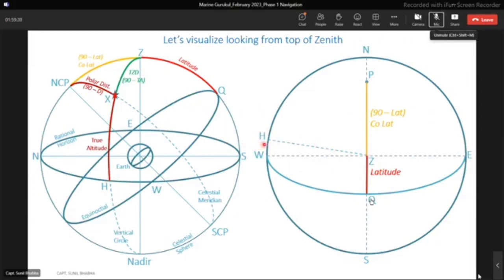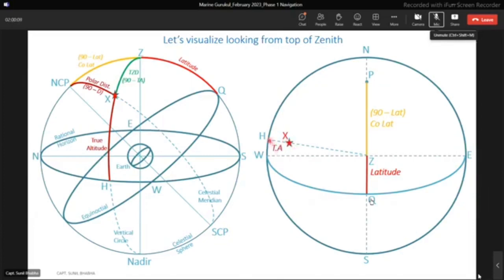Somewhere in between the Z and H points, you will have the celestial body, that is the star, which is represented as X here. So let's mark the celestial body also now in our rational horizon diagram. So somewhere between Z and H, we will have the celestial body shown here in the rational horizon diagram, represented by X. You can see the celestial body here.